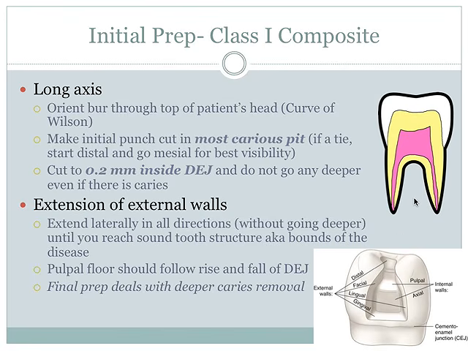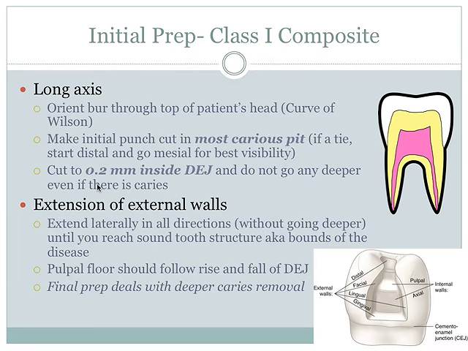You make your initial punch cut in the most carious pit. So if you're choosing between a mesial or a distal pit, you would start where the caries are most severe. If it's a tie, you can start distally and go mesial. That way you get the best visibility, because you're moving towards yourself instead of moving further away.